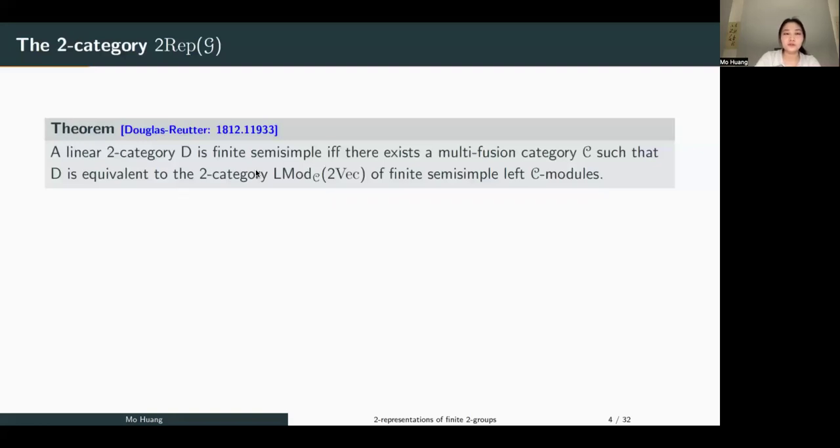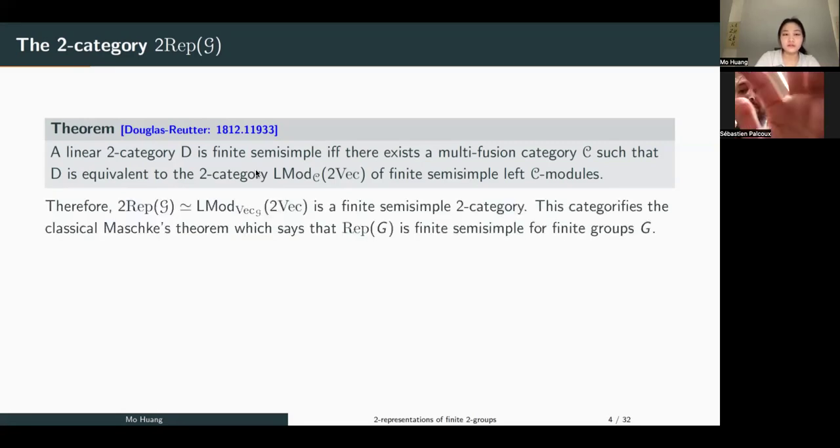Okay, now we want to consider the structure of this two-category 2Rep G. By a theorem of Douglas-Reutter, a linear two-category D is finite semi-simple if and only if there exists a multifusion category C such that D is equivalent to the two-category of finite semi-simple left C modules. Therefore, 2Rep G, which is equivalent to this module category, is a finite semi-simple two category. This categorifies the classical Maschke theorem, which says that Rep G is finite semi-simple for finite group G.